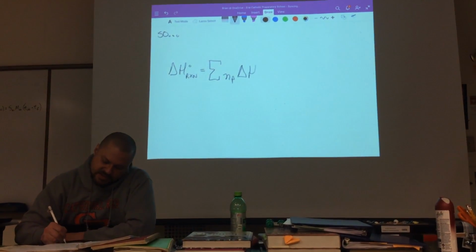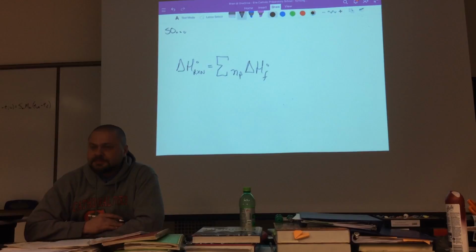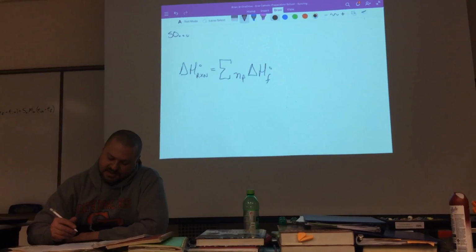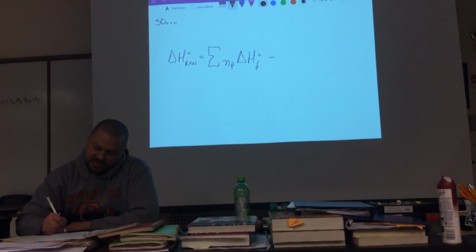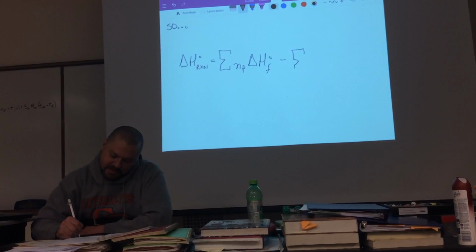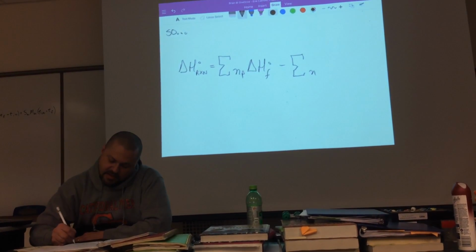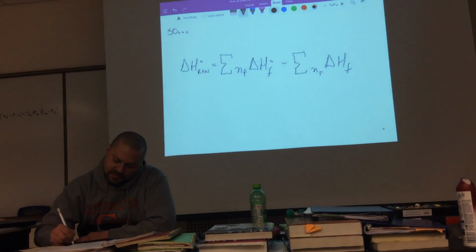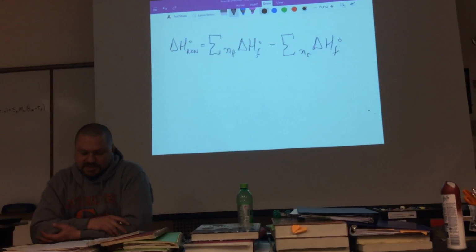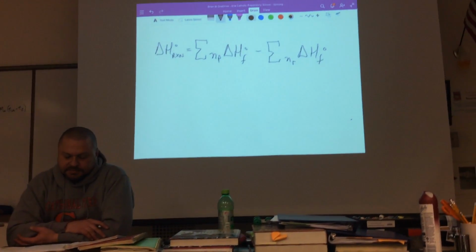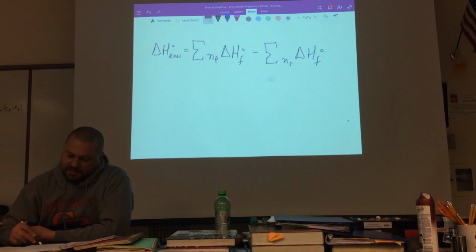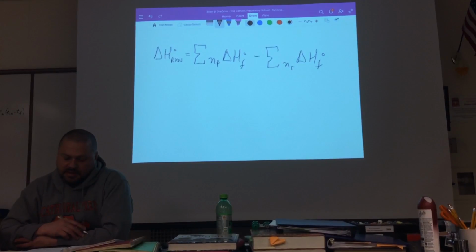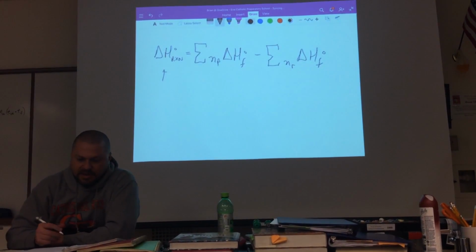Delta H_f degree symbol. Again, don't get overwhelmed. This is actually a lot easier than it looks. Minus sigma n of reactant, R, delta H_f degree symbol. And I'm going to tell you what each of these things mean. The P is a subscript of n, yep. Okay, so this is change in enthalpy.